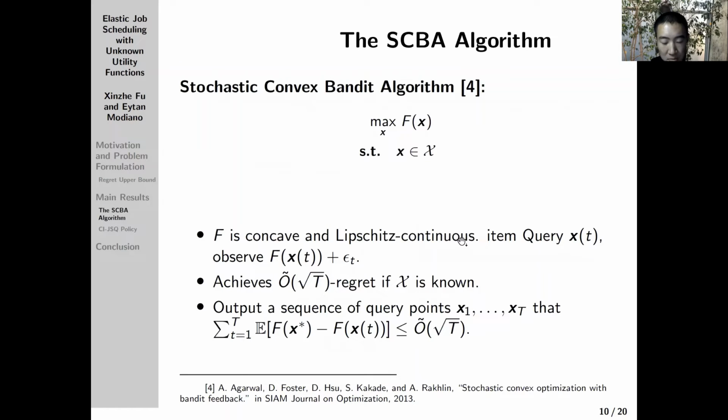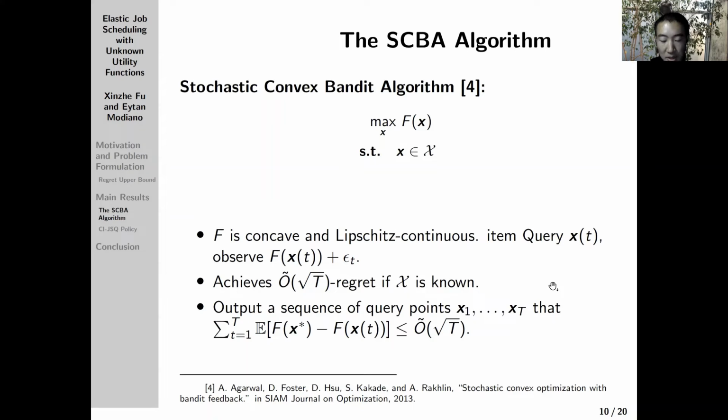The algorithm our policy is based on is a stochastic convex bandit algorithm proposed in 4. It was designed to solve convex optimization problems of this form with bandit feedback, where at each iteration we can query a point and receive a noisy and biased observation of the function value. If the feasibility region is known, then the SCPA algorithm achieves tilde-O of square root T regret. Here, the tilde hides logarithmic factors of T. That is, it will output a sequence of query points such that the cumulative difference in function value with respect to the optimal is of order square root T in expectation.